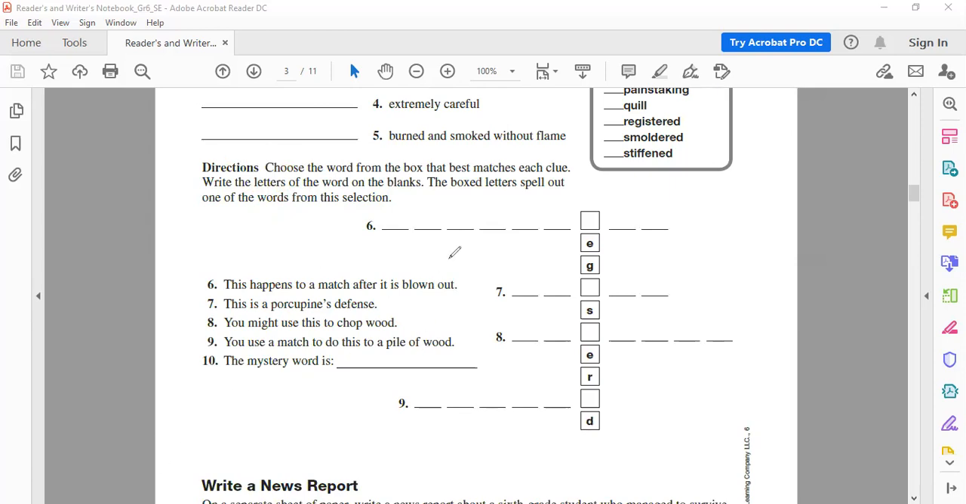Next question: choose the word from the box that best matches each clue. Write the letters of the word on the blanks. So number six right here: this happens to a match after it is blown out. You know the matches that we use to have a small fire with it? Smoldered, very good. So when it's finished burning, we call it smoldered. Okay, number seven: this is a porcupine's defense. Quill. Very good. So Q.